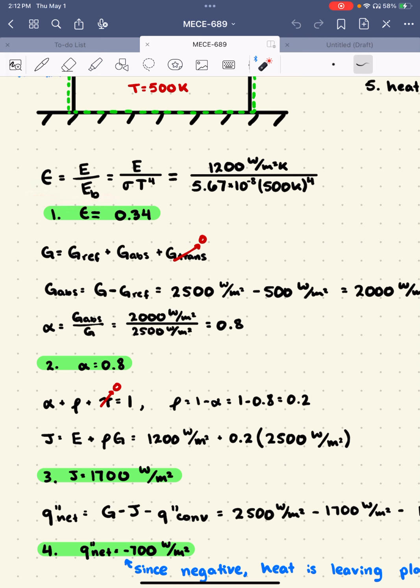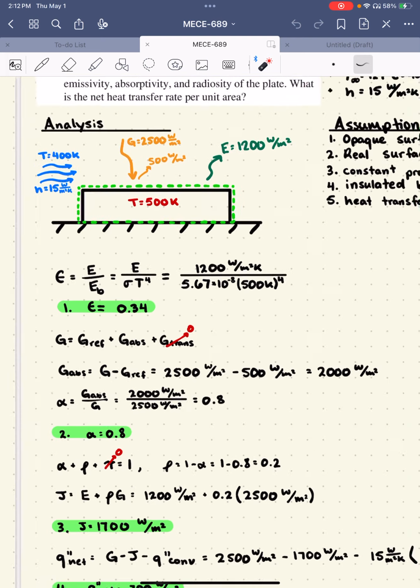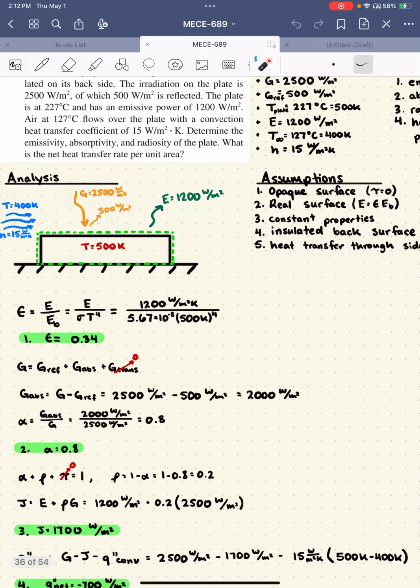To do so, we're going to be using this equation to find the emissivity, where we know that the total emissive power, E, divided by the ideal emissive power of a black body, which is defined by the Stefan-Boltzmann constant times temperature to the power of 4, gives us an emissivity of 0.34.